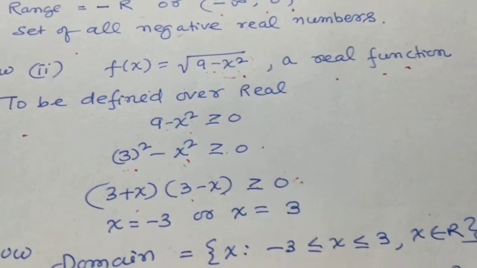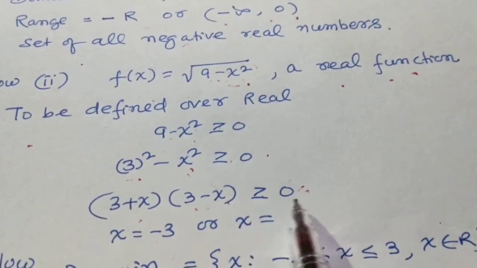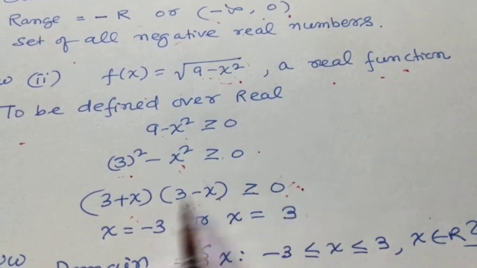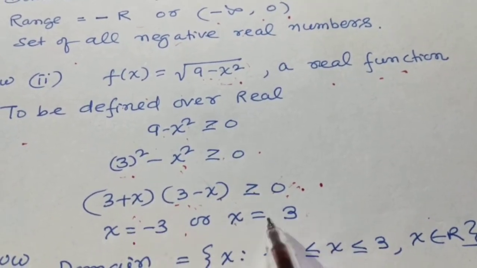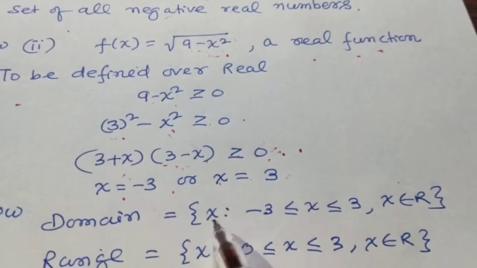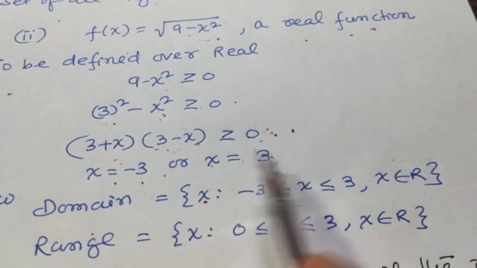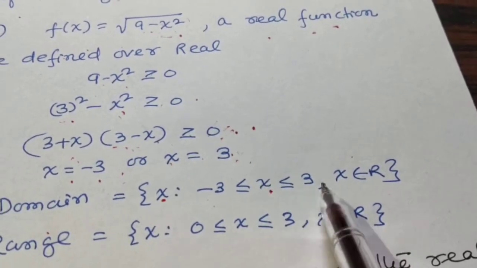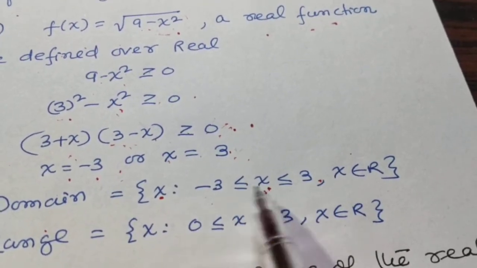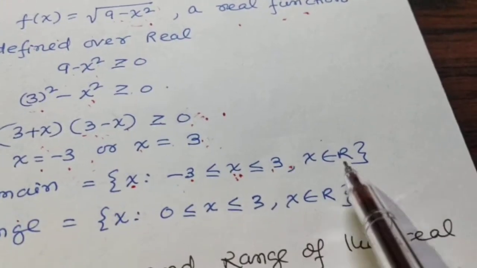If both factors are greater than 0, either both are positive or both are negative, then only this will hold. By the way, we can find the two values by equating. So the domain will go from minus 3 to 3, including both. So x is greater than or equal to minus 3 and less than or equal to 3.